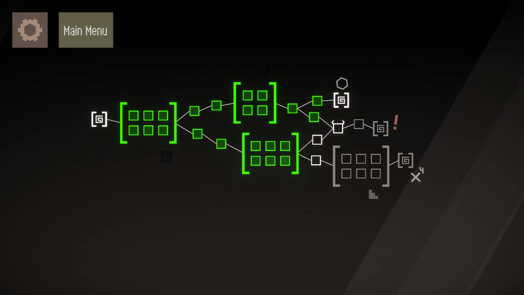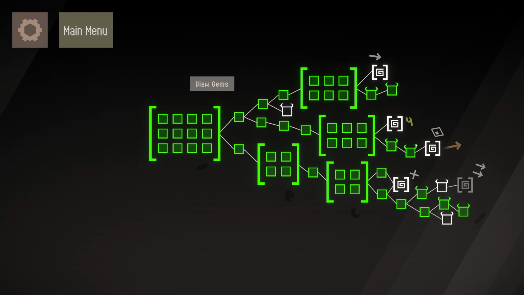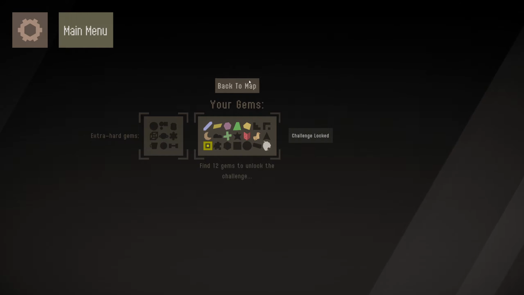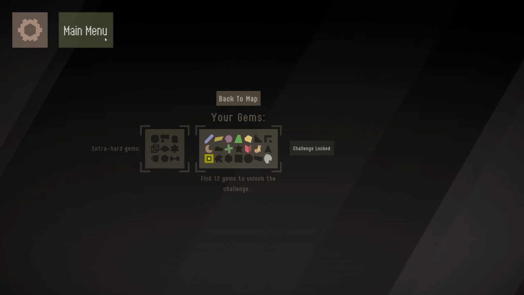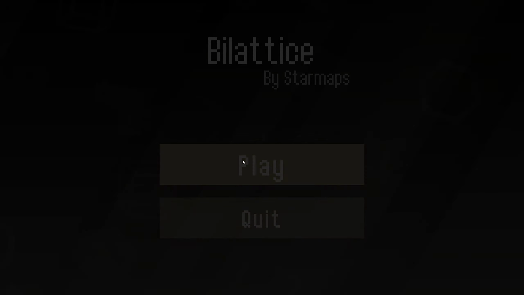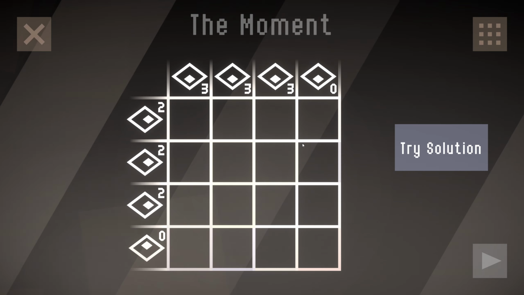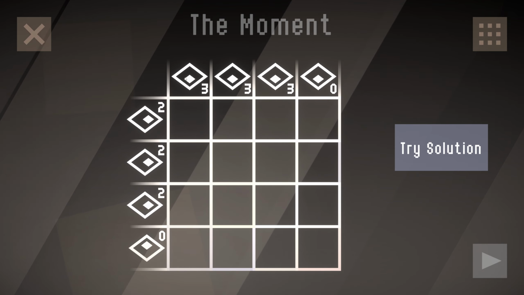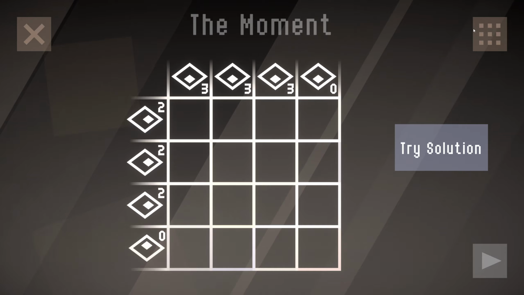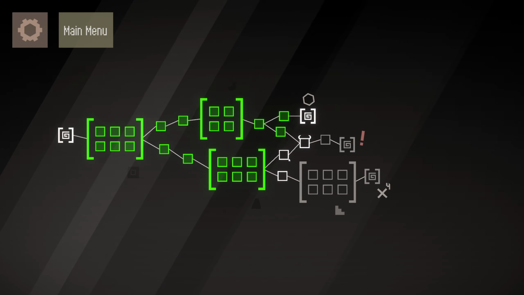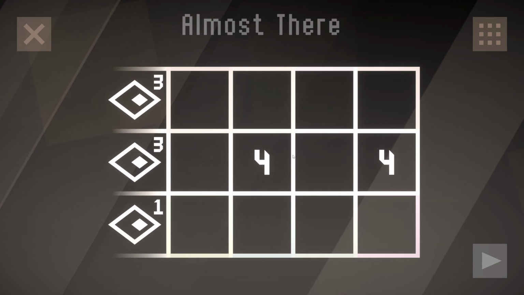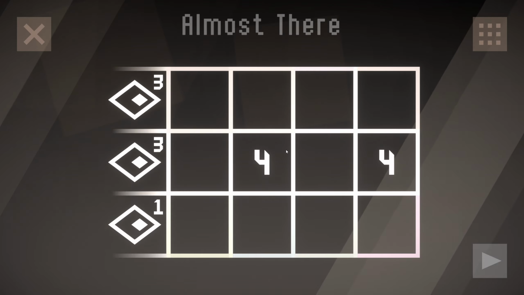Get my gem. So we're over at the arrow. View gems. Find 12. 1, 2, 3, 4, 5, 6, 7, 8, 9, 10, 11. To unlock the challenge. Okay. Always push that wrong button. We were over here. We've seen this. The moment that doesn't work because I don't understand it. This is a different way to get there. Almost there.